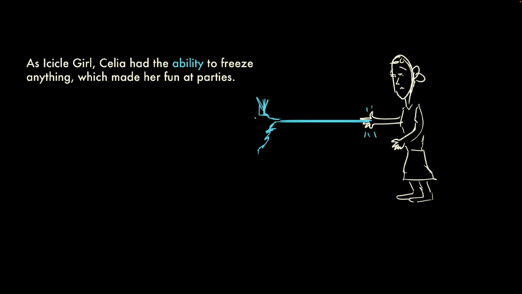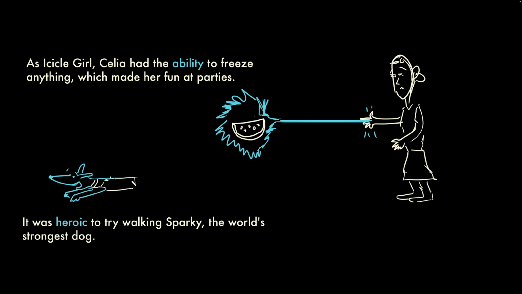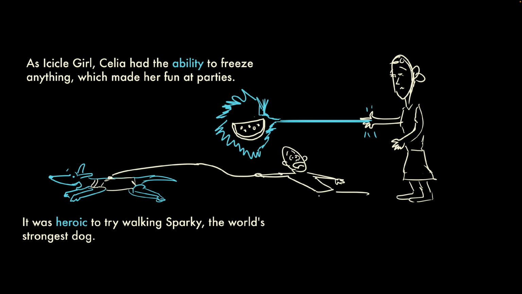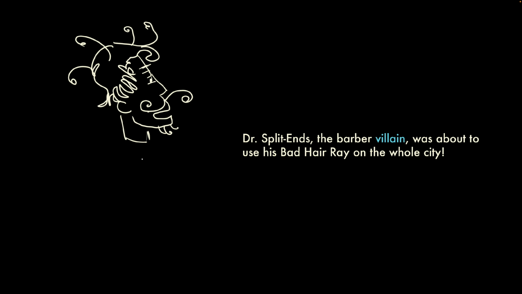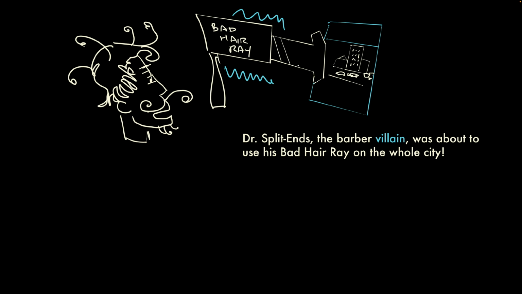As Icicle Girl, Celia had the ability to freeze anything, which made her fun at parties. Frozen watermelon, anyone? This was something she could do. She was able to freeze stuff. It was heroic to try walking Sparky, the world's strongest dog. Sparky may look small, but she pulls with the strength of 50 ordinary dogs. Dr. Split Ends, the barber villain, was about to use his bad hair ray on the whole city. You see, a terrible thing to do, a villainous thing, a thing that a bad guy would do, ruin everyone's hair.